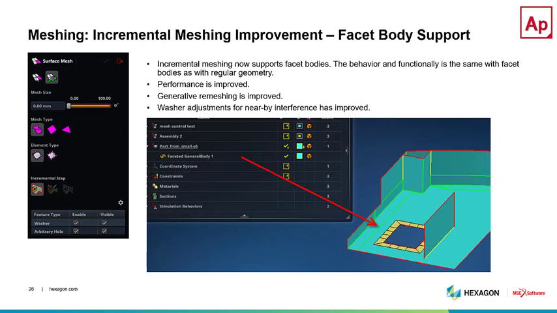And previously, this only worked on imported geometry from, say, CATIA or SolidWorks or Step or IGES. And if you had a mesh and you recreated the facet body from that mesh, this incremental meshing workflow didn't work. And now it does. Okay, so that's a nice improvement.